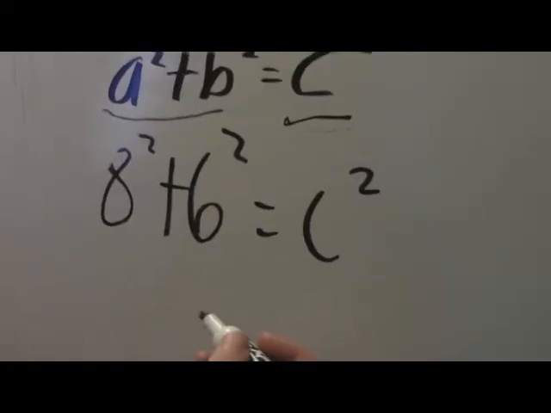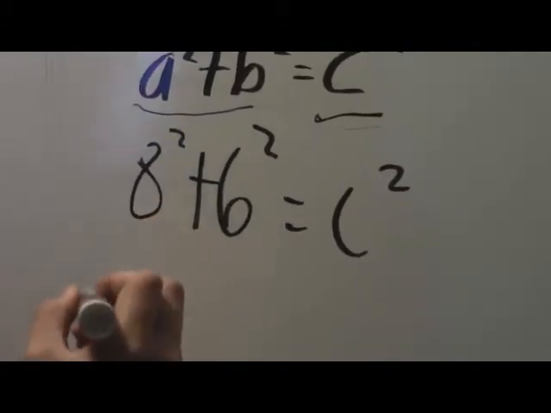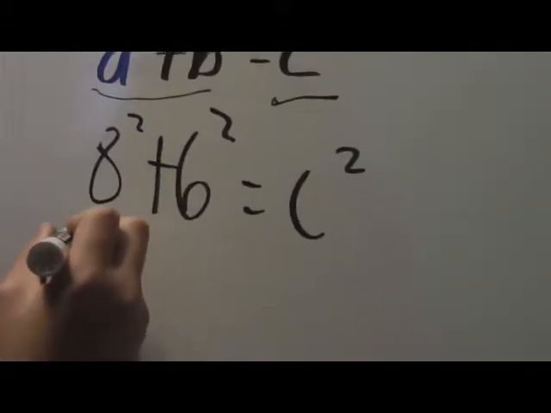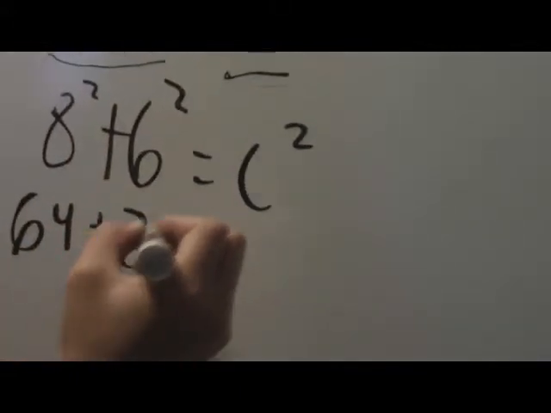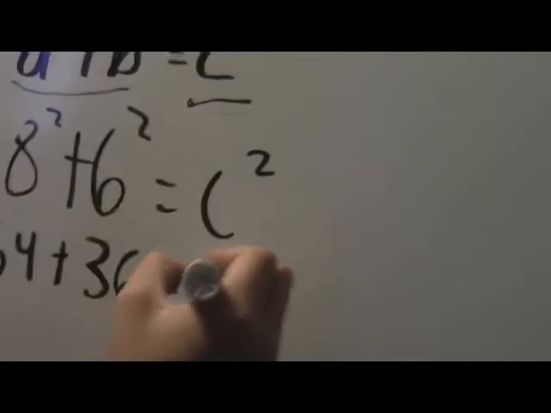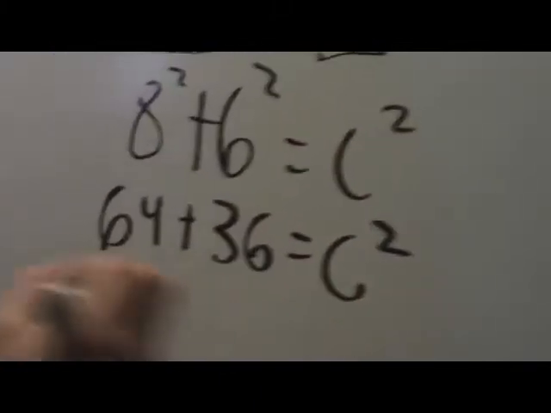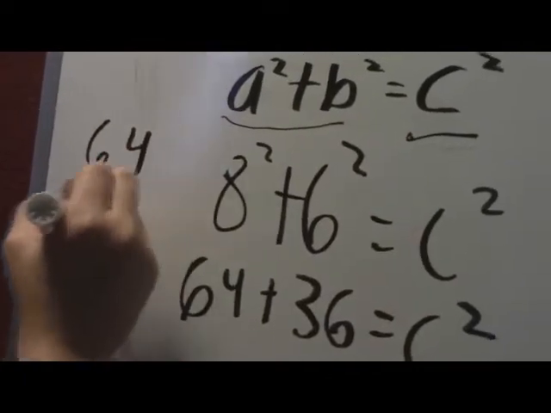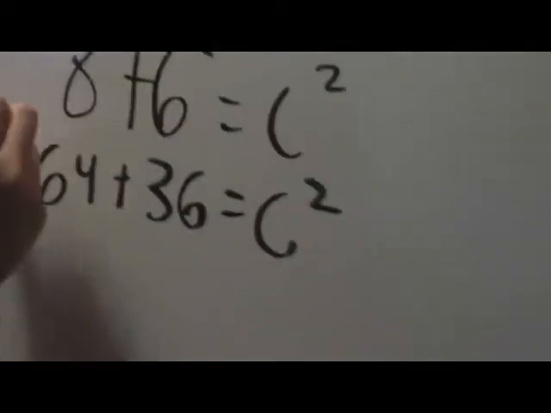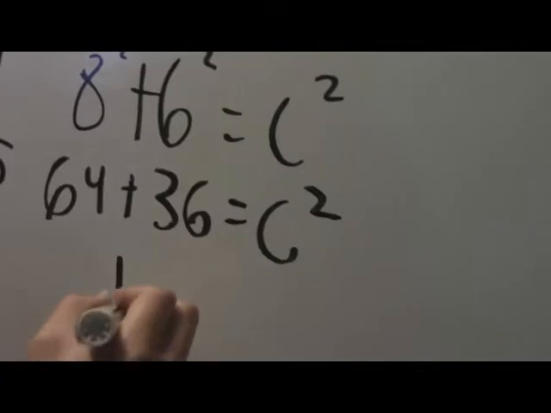Okay, now you're left with the formula. 8 squared plus 6 squared equals c squared. Now you just got to complete it. So 8 squared, which is 64, plus 6 squared, which is 36, equals c squared. Now you add 64 and 36, and you get 100. So 100 equals c squared.